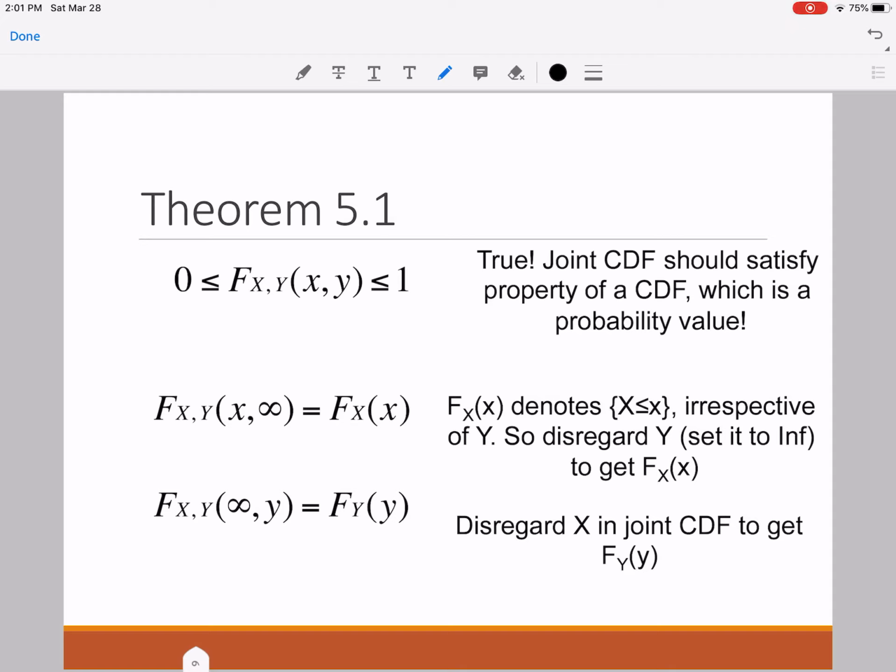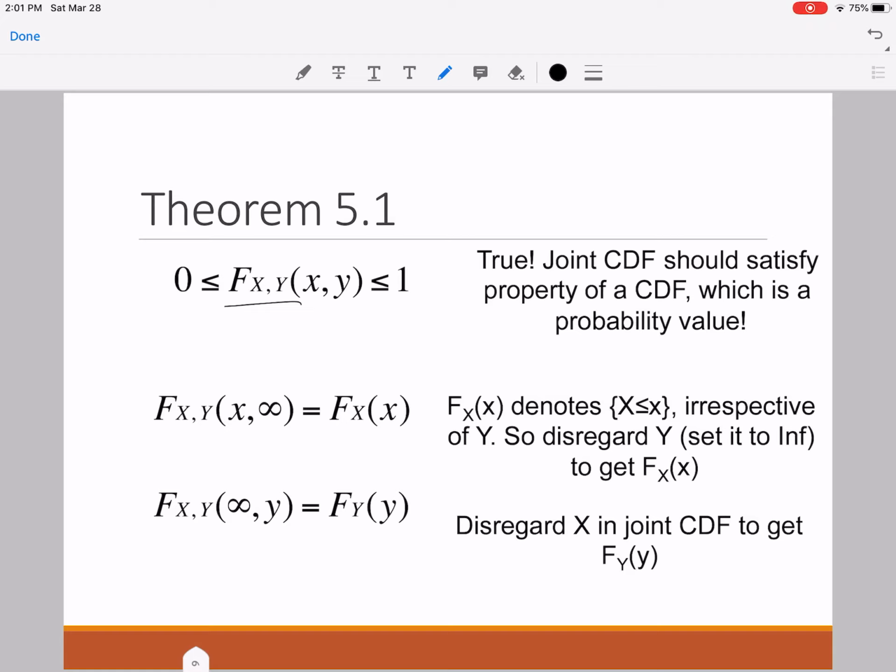Let's look into some theorems with respect to joint CDF. Your joint CDF is a running sum of probability values nonetheless. So it's always going to be less than or equal to 1, but greater than or equal to 0. This is always true for a joint CDF.